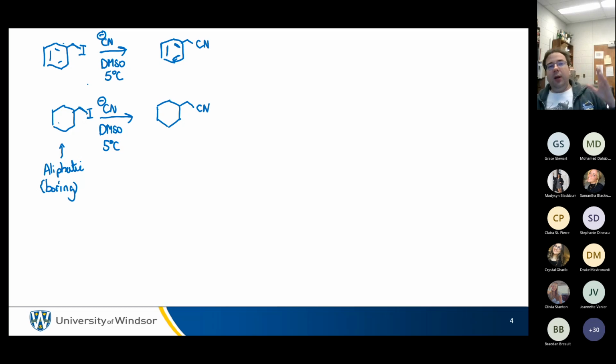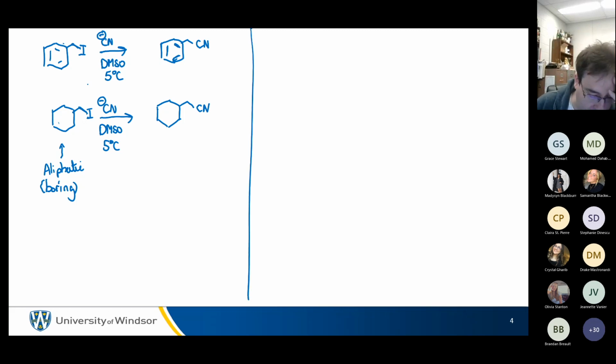So the one adjacent to the benzene ring is much, much more reactive because if you form a carbocation there, it's stabilized by resonance, and so the carbon-iodine bond is already slightly broken, and so it's easier displaced. And Alyssa's saying, yeah, I get that. Do something harder. Okay, let's do something harder.